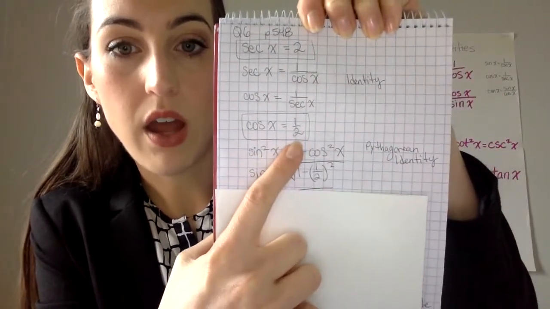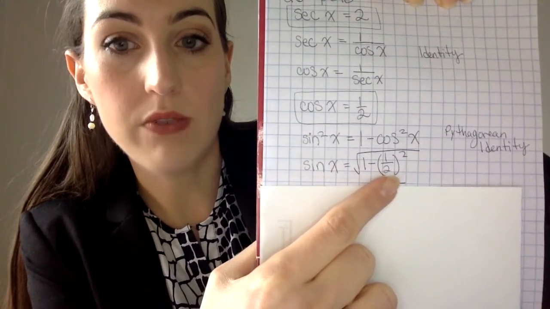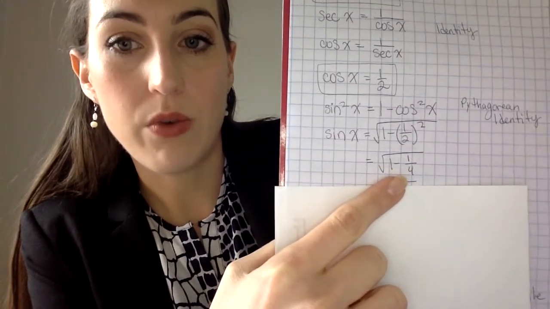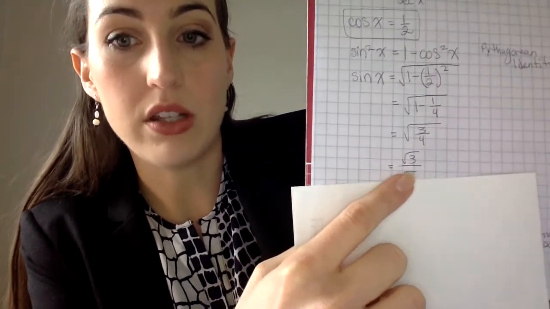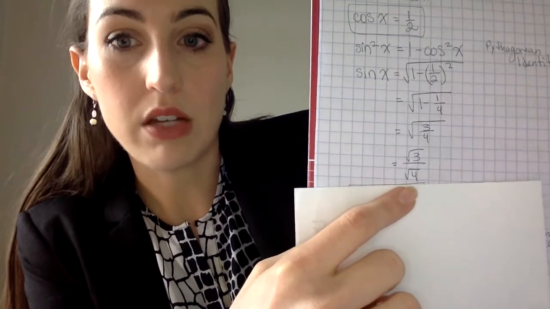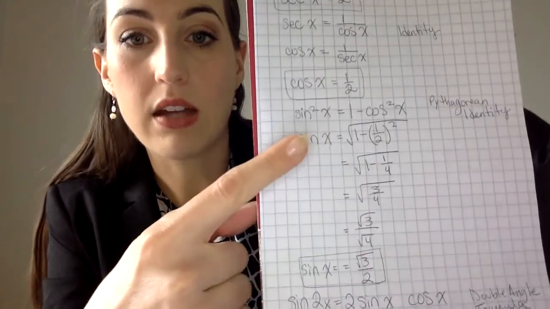Cosine is 1/2, we just found, so we're going to square the 1/2, and we get 1/4. 1 minus 1/4 is 3/4. Distribute that radical to both the numerator and the denominator. You can then reduce that denominator to just a 2, and we've solved our sine x to be square root 3 over 2.